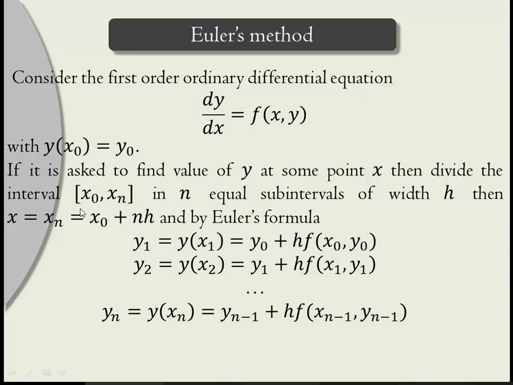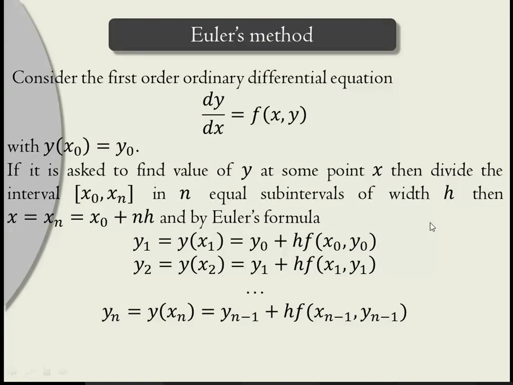Then from x0 to xn, we divide this interval into n subintervals of width h. Generally, n or h is given in the problem, or otherwise you can take it of your choice. Then by using that n and h, we take the next terms: x1 will be x0 plus h, x2 will be x0 plus 2h. Like that, we go up to xn, and we can find the value of y at that xn. That will be the solution of this equation.